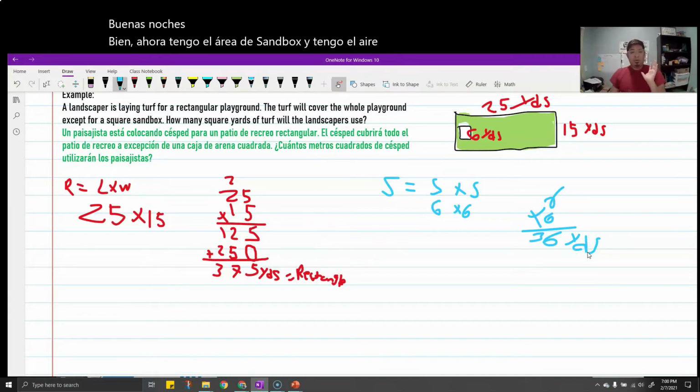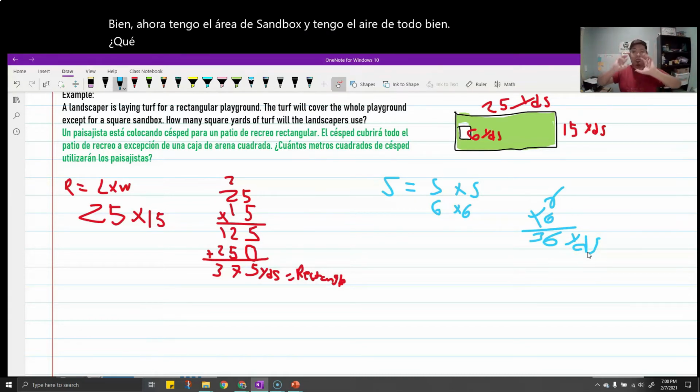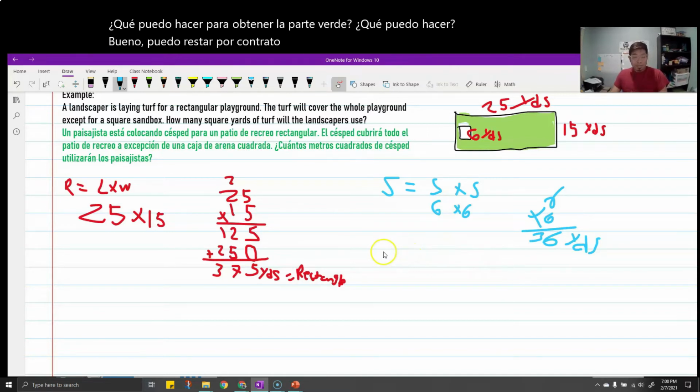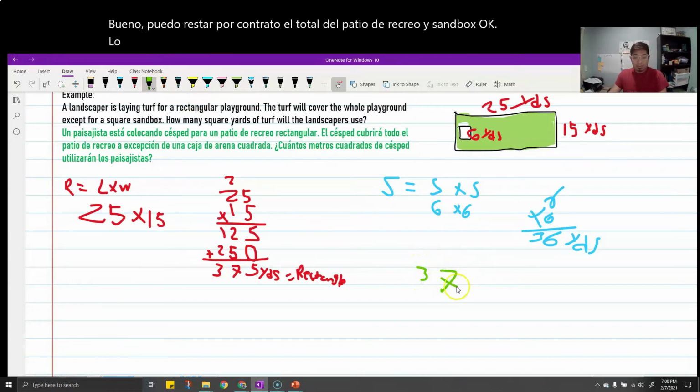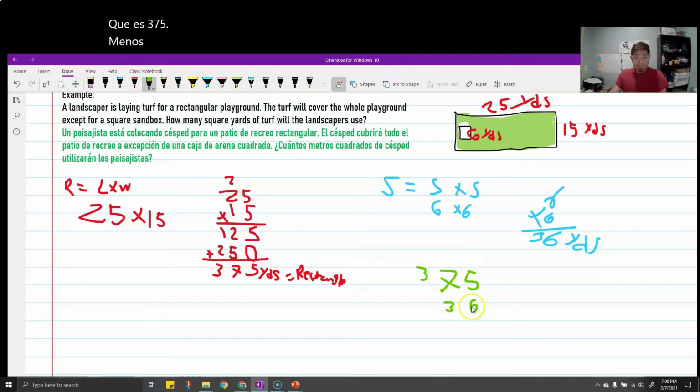Okay, what can I do to just get the green part? What can I do? Good, I can subtract. I can subtract the total of the playground and the sandbox, okay? Which is 375 minus the sandbox, which is 36. And now it'll just give me the leftover green. Good.